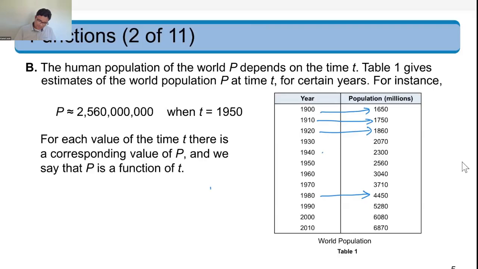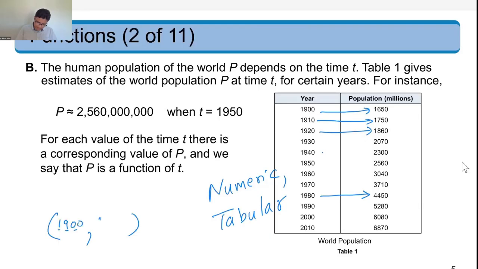And what kind of representation is this? This is a numeric representation or tabular representation. Okay, so in this kind of representation, basically you just list all input output pairs. You could have represented that as pairs like this, okay, like 1900 here and 1650 here.